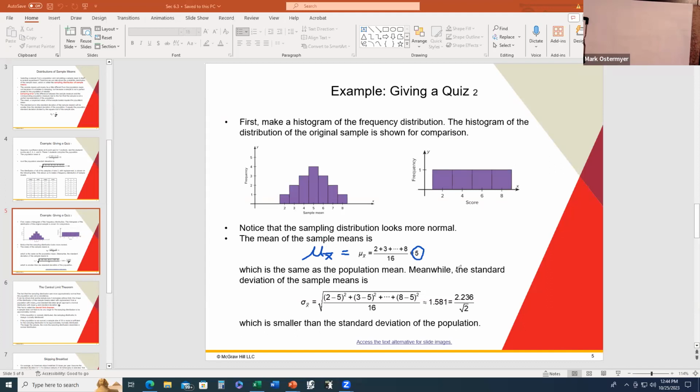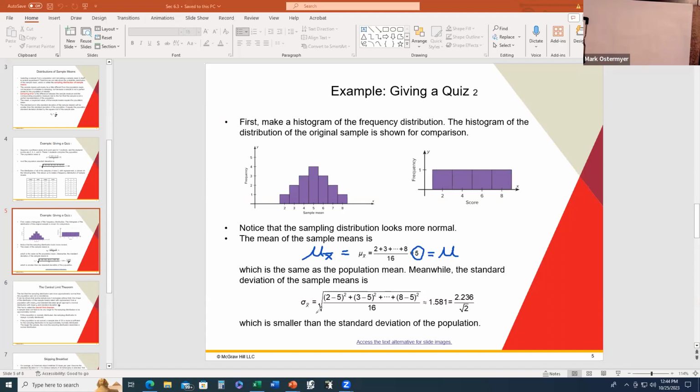Ladies and gentlemen, what was the mean of our population? The mean of our population was also 5. Is this just a coincidence that the mean of the population is equal to the mean of all the sample means of all samples of size 2 that were extracted from the parent population? The answer is no. We're on to something very important. This is not just a coincidence that the mean of the population is equal to the mean of the sample means.